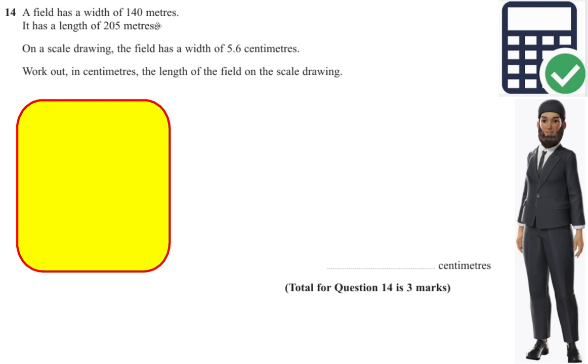A field has a width of 140 meters. It has a length of 205 meters. On a scale drawing, the field has a width of 5.6 centimeters. Work out in centimeters the length of the field on the scale drawing.